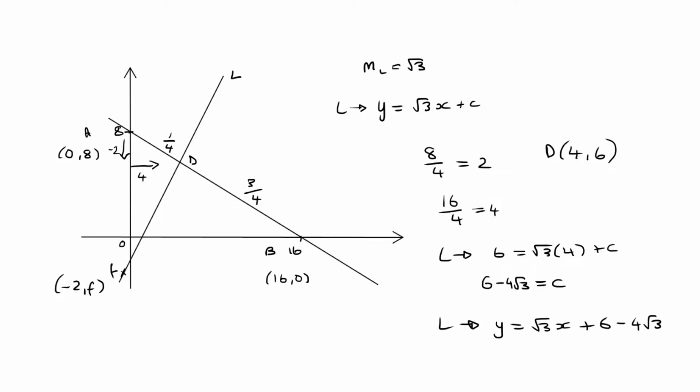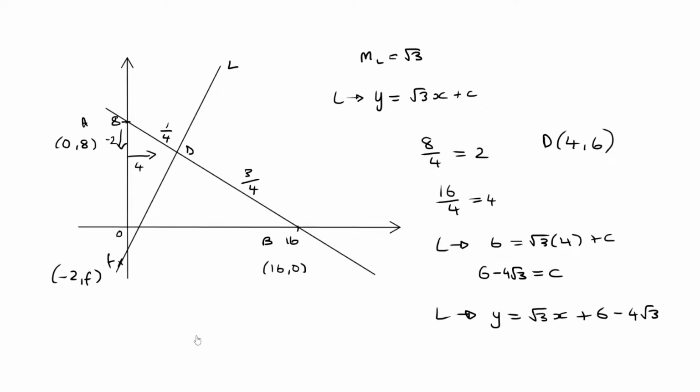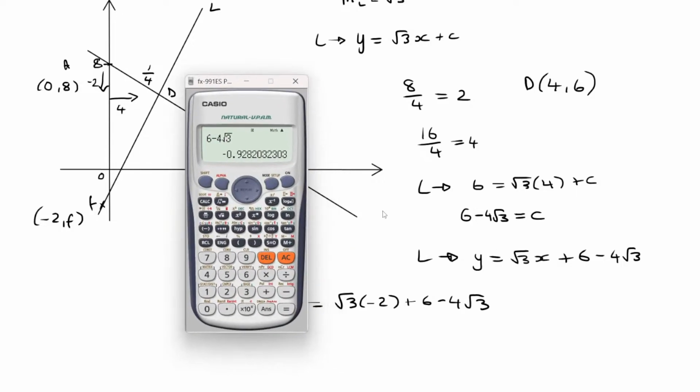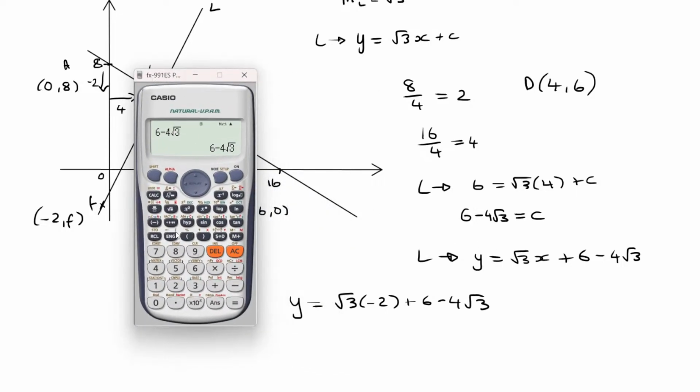What was I working out? I was working out what f was. Once I've got the whole equation of line L, if I just sub in -2 for x, then it will give me what f is. So y is equal to root 3 times -2 plus 6 minus 4 root 3. So I can just add that together. That's still the 6 minus 4 root 3. So I've got basically -2 root 3, and that gives me 6 minus 6 root 3.